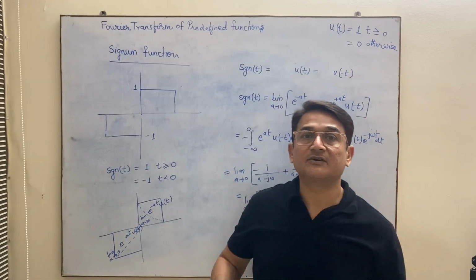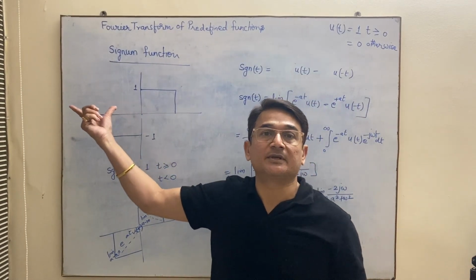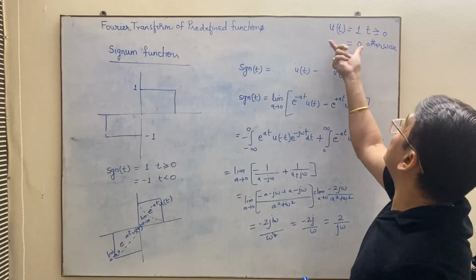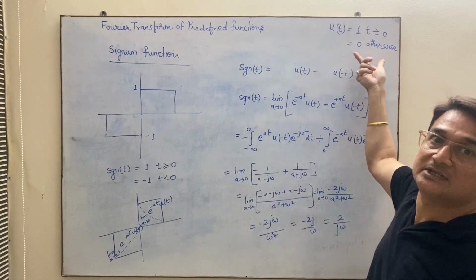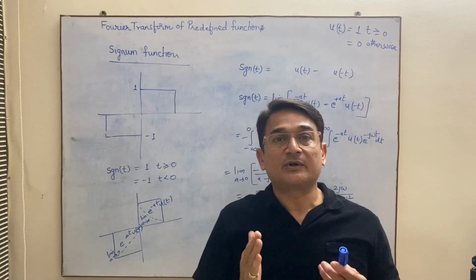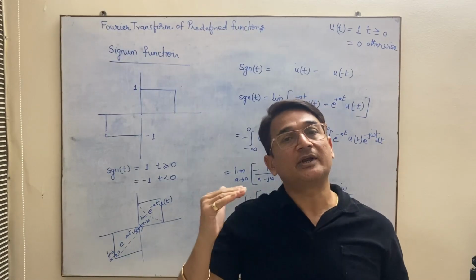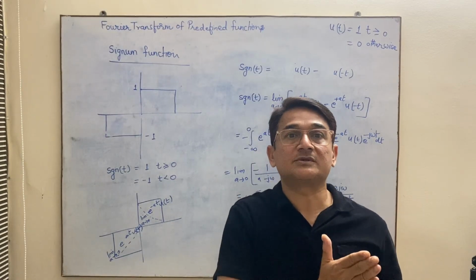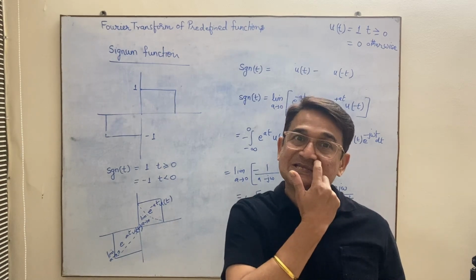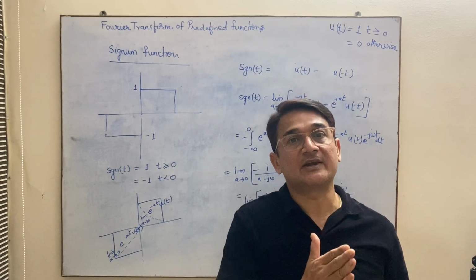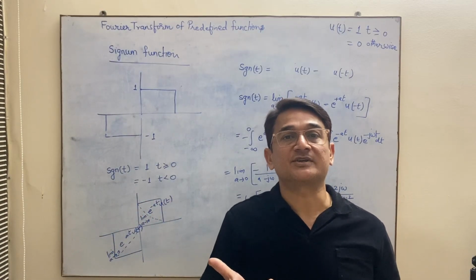The next function is the Signum function. The Signum function is basically a combination of two unit step functions. The unit step function is mathematically defined by u(t) equal to 1 for t greater than or equal to 0, and 0 otherwise. So basically the unit step function gives the value 1 for t greater than or equal to 0, and below t equal to 0 it gives the value 0. That means on the negative side it gives the value 0 and on the positive side it gives the value 1. That is called a unit step function.